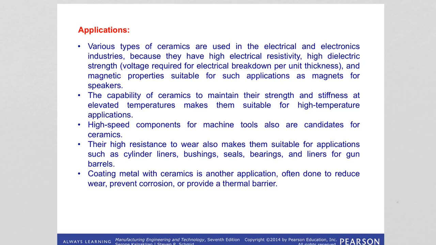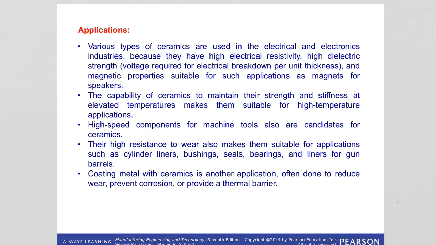So ceramics are therefore used in automotive gas turbine engine components, such as silicon nitride, silicon carbide, and partially stabilized zirconia. They also have low densities and high modulus. And they are used in high-speed components for machine tools. They have high resistance to wear, which makes them suitable for cylinder liners, bushings, seals, bearings, and liners for gun barrels.